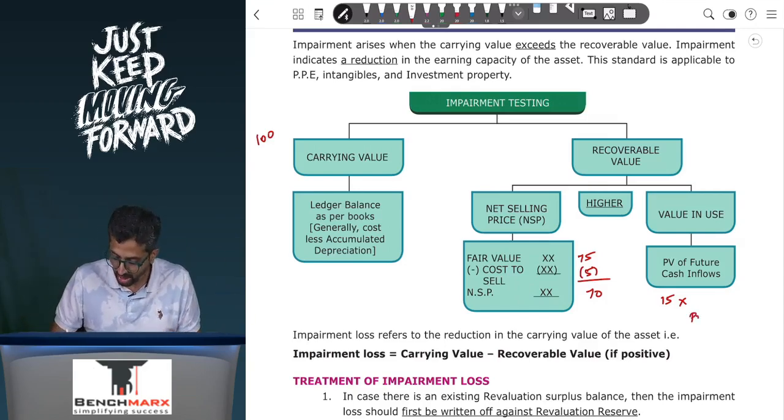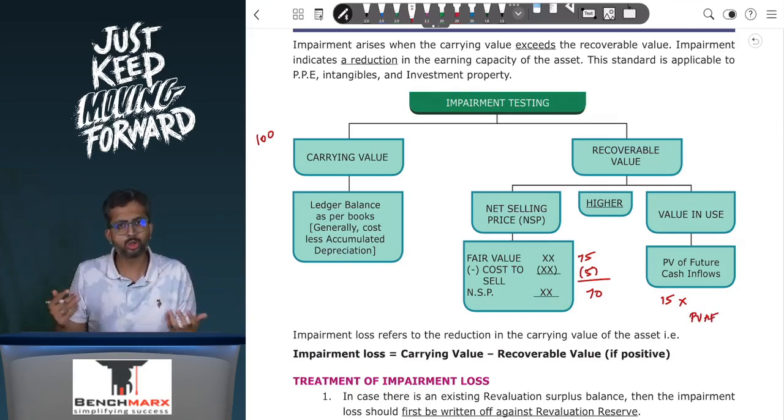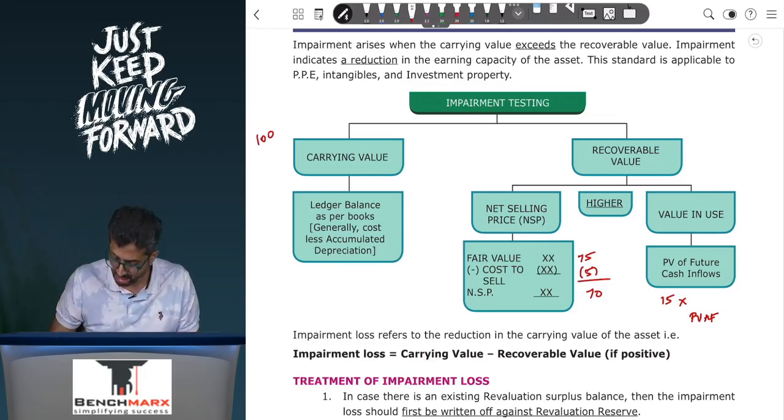And hence I will calculate, let us say, the present value. There can be an annuity factor which may be given, or you can sit and calculate it, or you can do the working by discounting each year's cash flows. Let us say the rate is 10% for a period of 10 years.